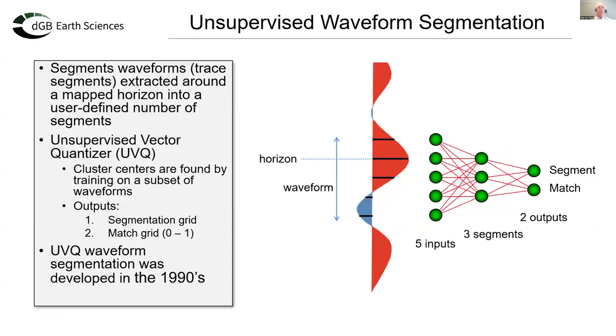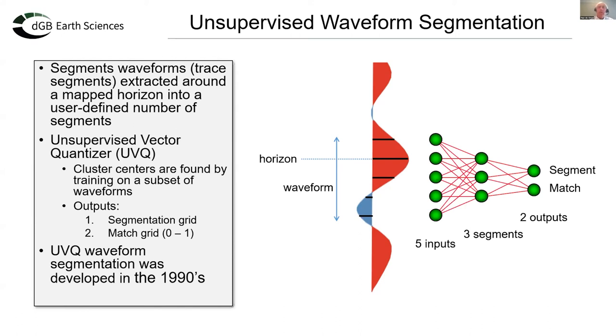Now let's look at unsupervised workflows. And this particular workflow, unsupervised waveform segmentation, has been with us since the 1990s. There are two popular networks to do this: the unsupervised vector quantizer and the Kohonen network. The way we have implemented our unsupervised vector quantizer is such that we cluster the data, we find the cluster centers, and then we sort these cluster centers so that when we apply colors to these waveforms, we also see gradual changes in the color scheme. That means our unsupervised vector quantizer plus this sorting of the output is equivalent to a Kohonen network, because in a Kohonen network you do get this sorting automatically.